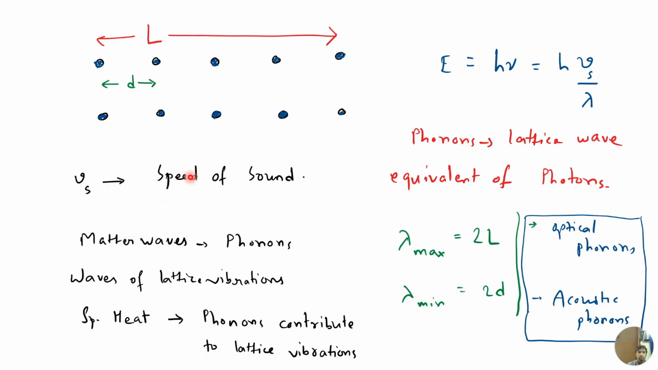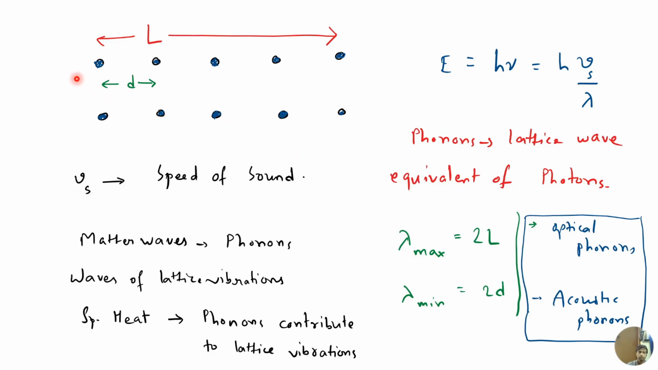So we know that E is h nu for photons, but in the case of these vibrations, this nu, the frequency, is replaced by Vs, the speed of sound, divided by lambda, where lambda is the wavelength of these disturbances. So what can be the lambda max?